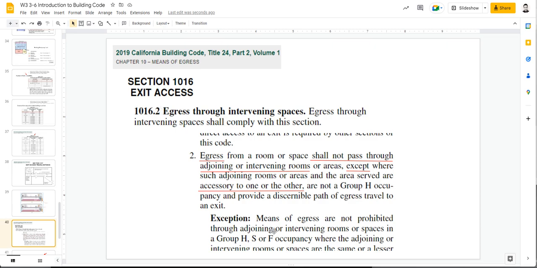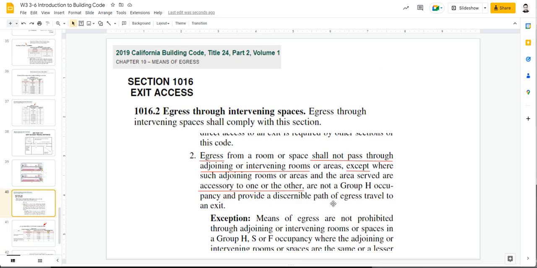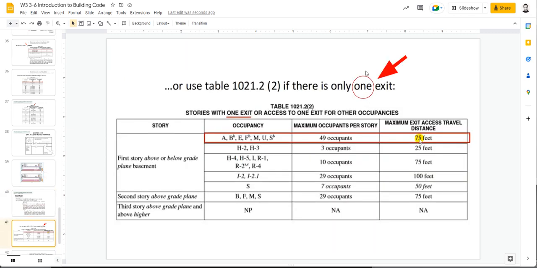Okay, and there are exceptions to this one also. In this case, it says that you can't really go through an H occupancy. Okay, and then there are some exceptions. Generally there are two exits, but there are certain cases where you only need one.